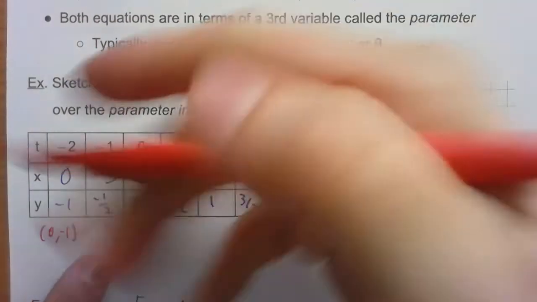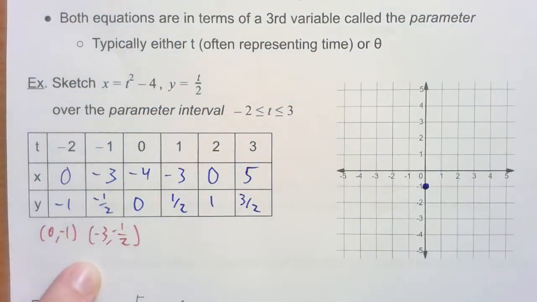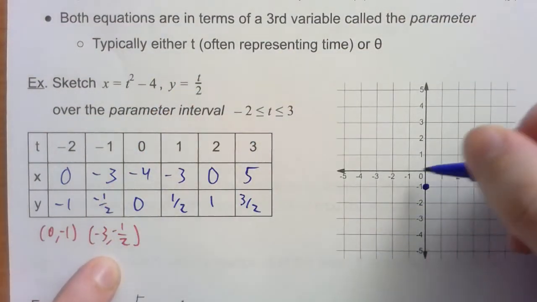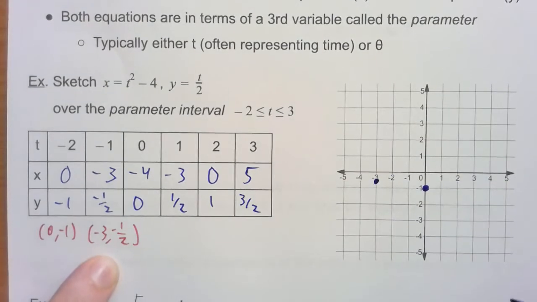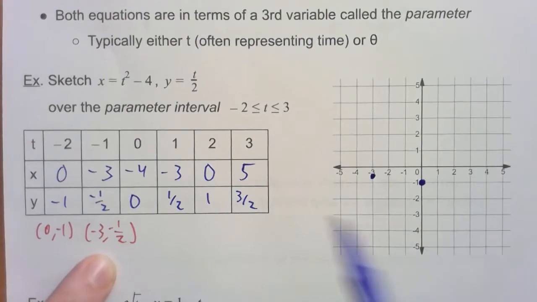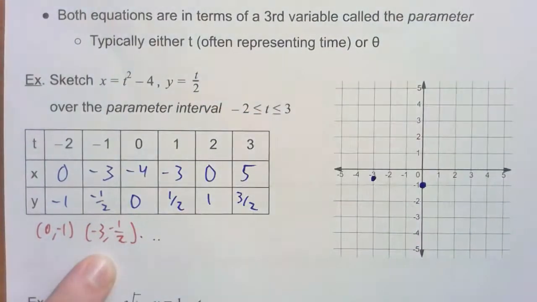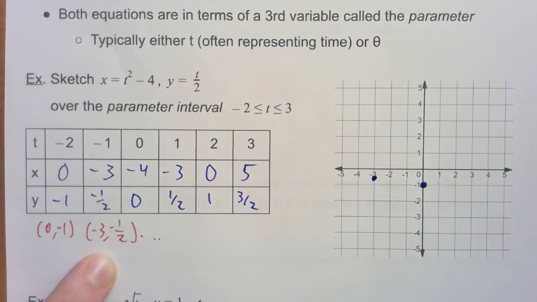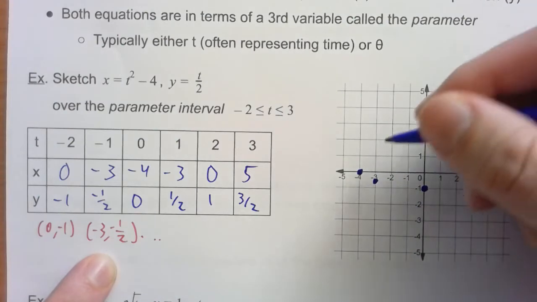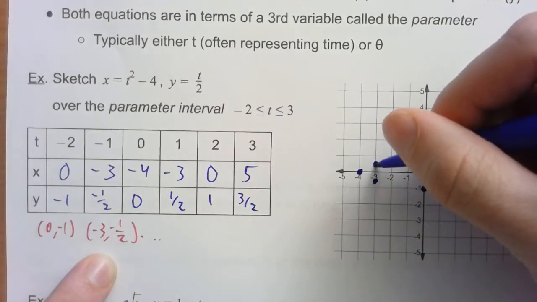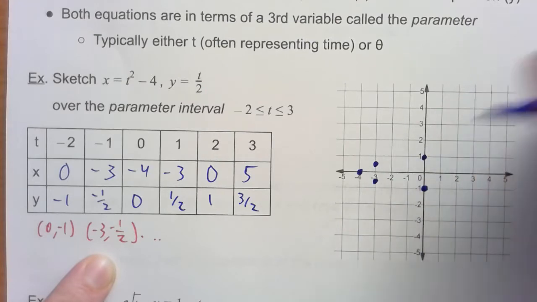All right, and then over here, we're going to have the point (-3, -1/2). We're just going to plot that xy point just like normal. Plotting x, comma, y points, we don't look at the t. We use the t to find the x and the y, but then we just plot these different x's and y's. So now I've got (-4, 0), and then (-3, 1/2), and then (0, 1).